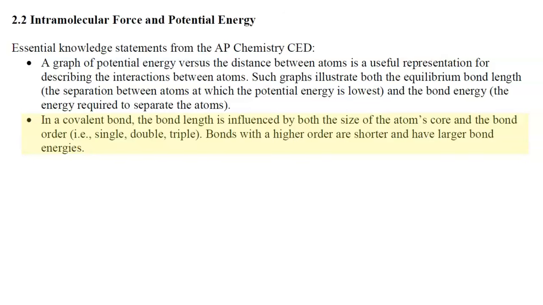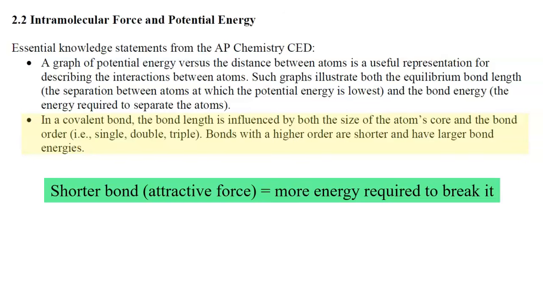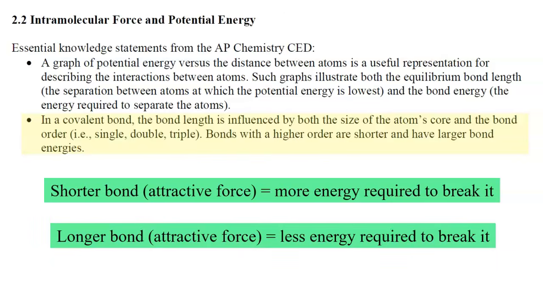So one way to interpret that sentence is that a double bond, for example, is shorter and has a larger bond energy than a single bond. So the general statement we can make with respect to attractive forces and the length of an attractive force as well as the energy required to break it is the following. In general, when you have a shorter bond or an attractive force, more energy would be required to break that. Whereas if you have a longer bond or attractive force, then less energy is required to break it.